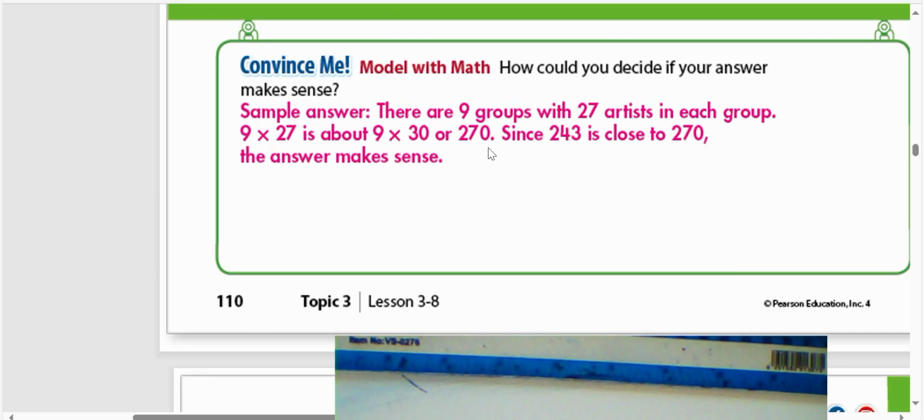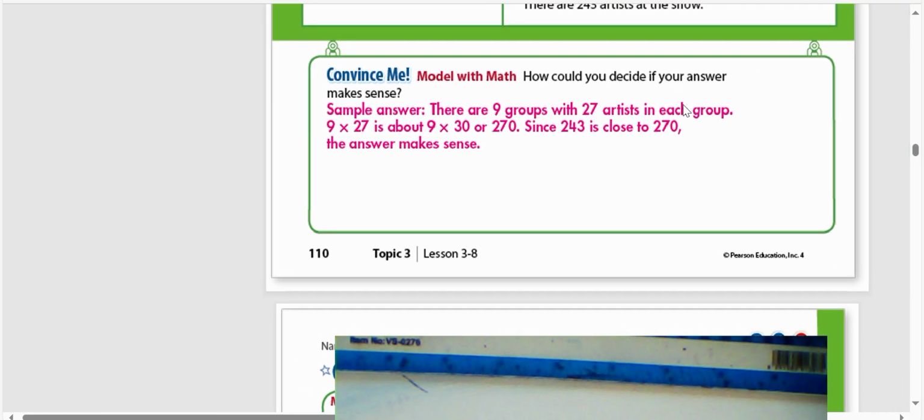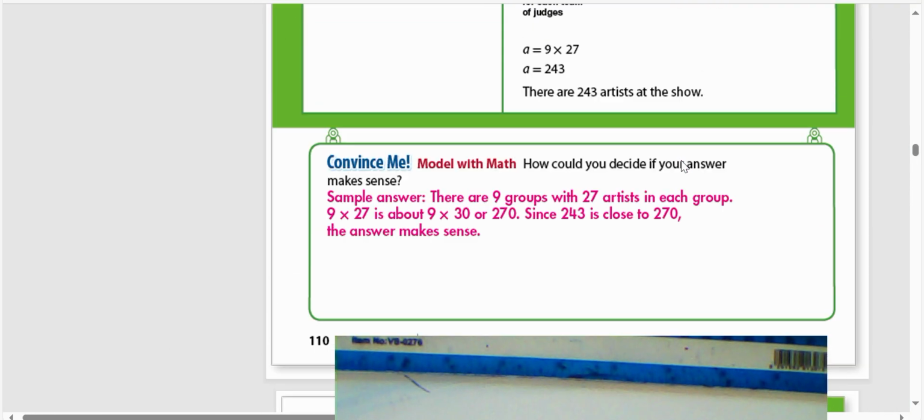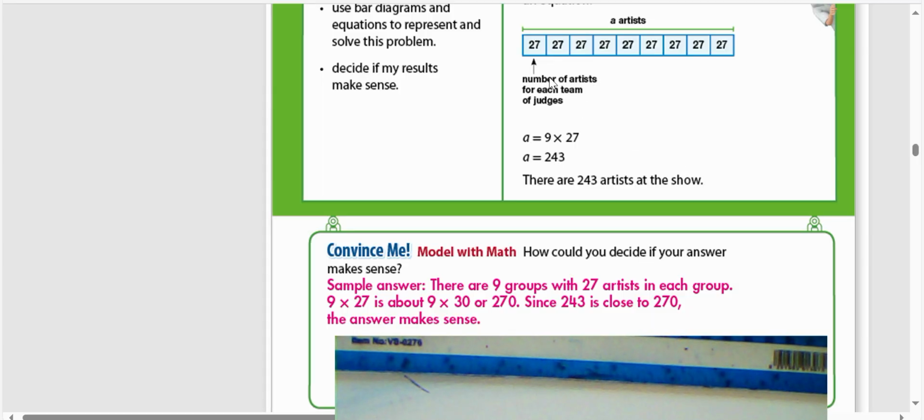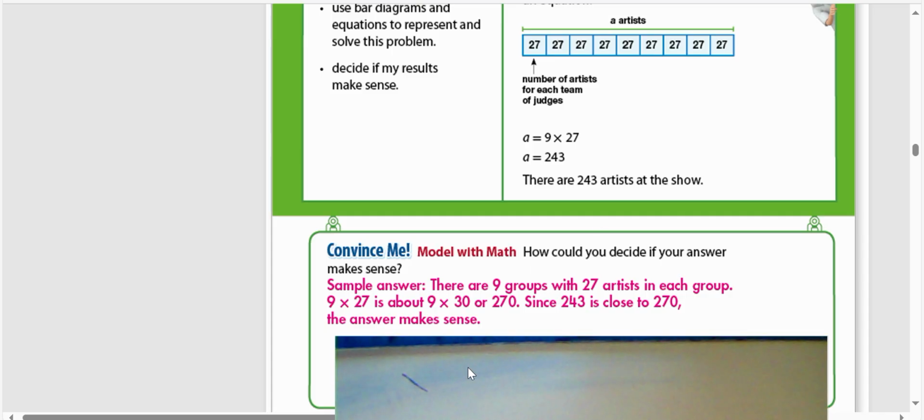Page 110. How could you decide if your answer makes sense? The simple answer: there are 9 groups with 27 in each group, so we can multiply this number. This question asked about the last question here. We have 1, 2, 3, 4, up to 9 groups. Each group contains 27. Then we can write 9 multiplied by 27 to find the result.